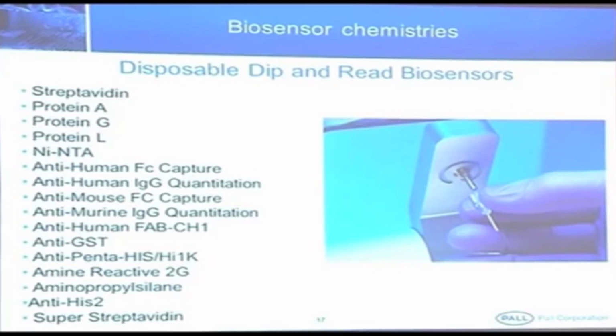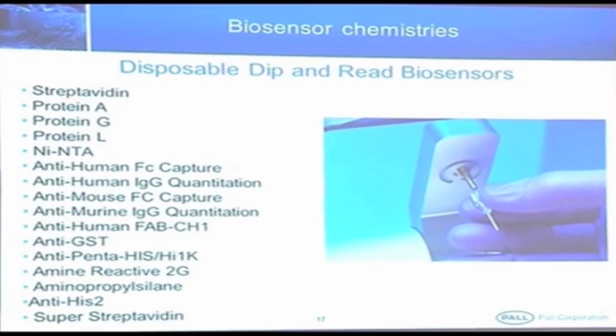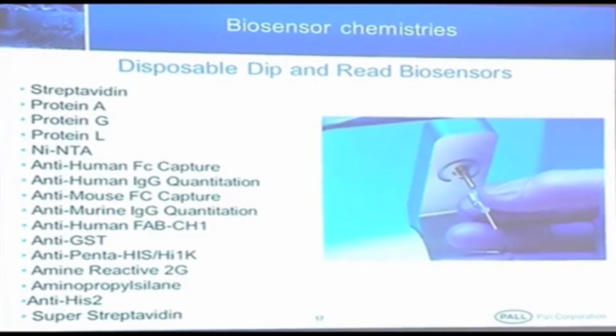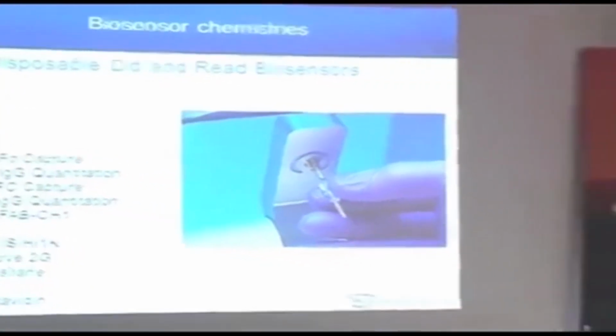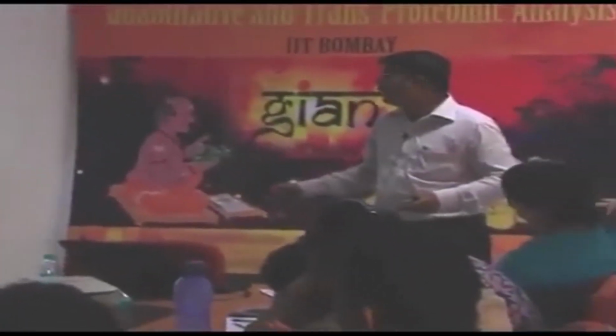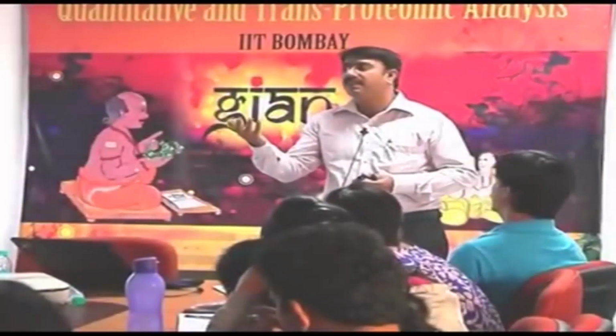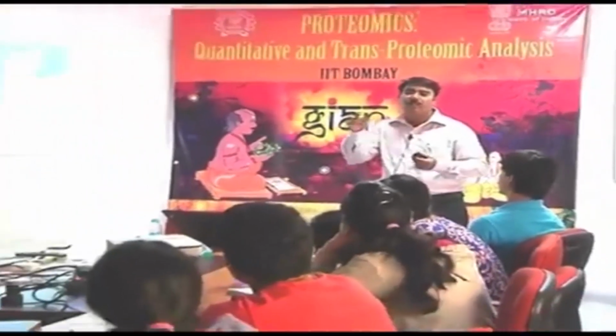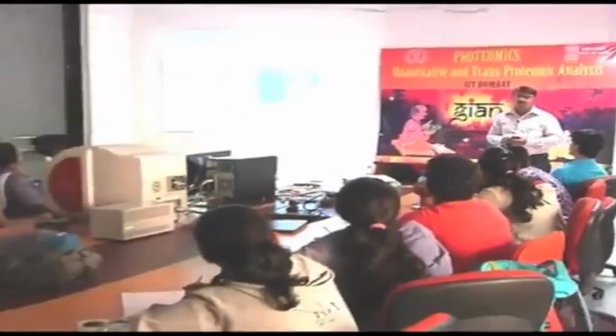So as I mentioned, the biosensors, we have around 16 different chemistries with us, and depending upon your application we can choose. Like streptavidin and the amine coupling, amine reactive, these are useful for custom protein quantitation as well as kinetic studies. With streptavidin, one of the proteins you have to biotinylate, then immobilize. In case of the amine reactive, it is a different chemistry, where your N terminal or the lysine gets covalently coupled to the sensor surface.